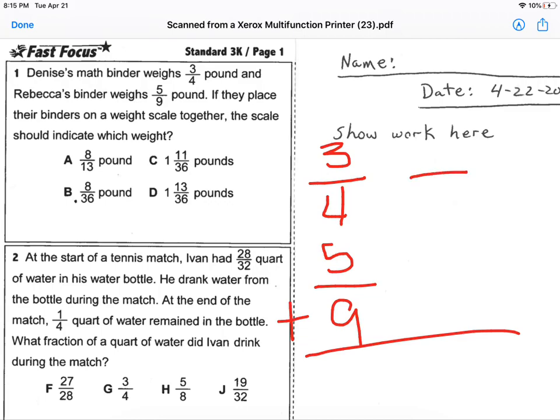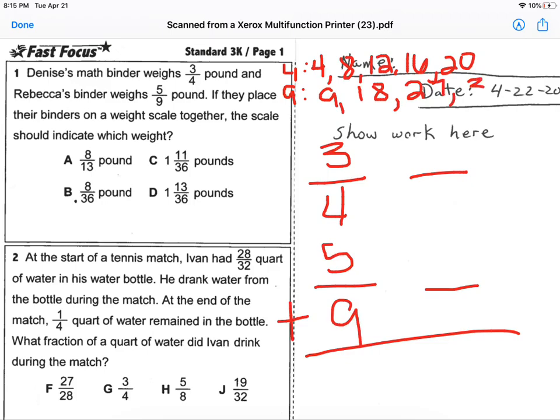Okay, so you're going to find the least common multiple for 4 and 9. So you're going to skip count. 4, 8, 12, 16, 20, 9, 18, 27, 36. Well, you're already at 20 here, so with the 4, so 20, 24, 28. So the only place they're going to meet is at 36, which is 9 times 4.